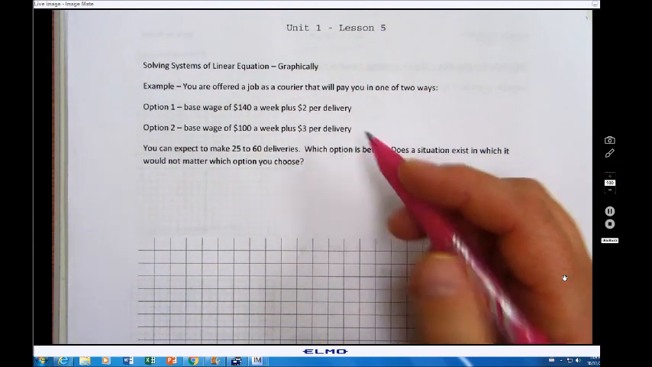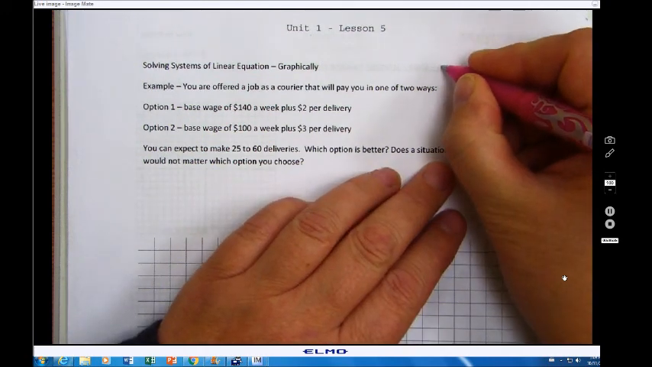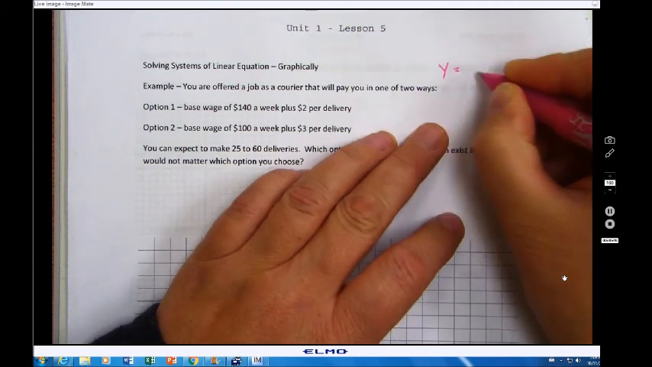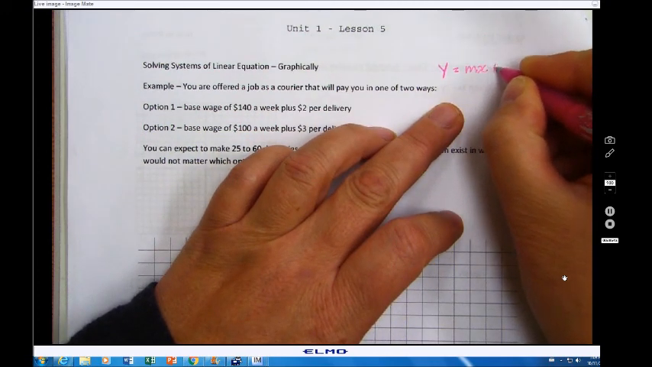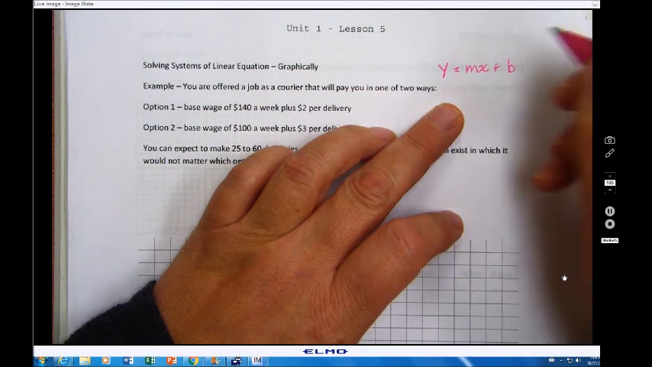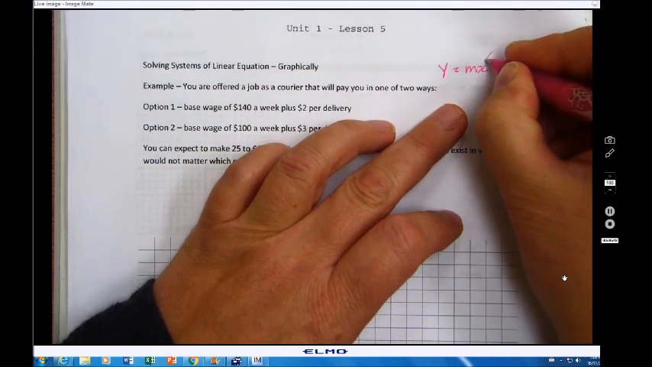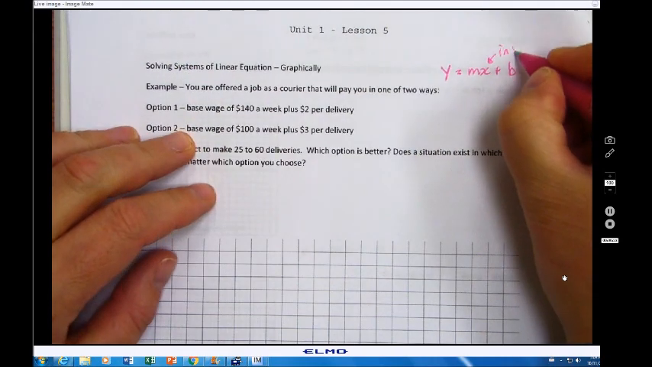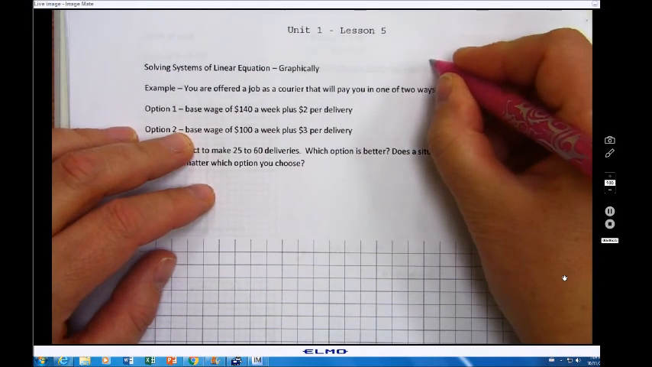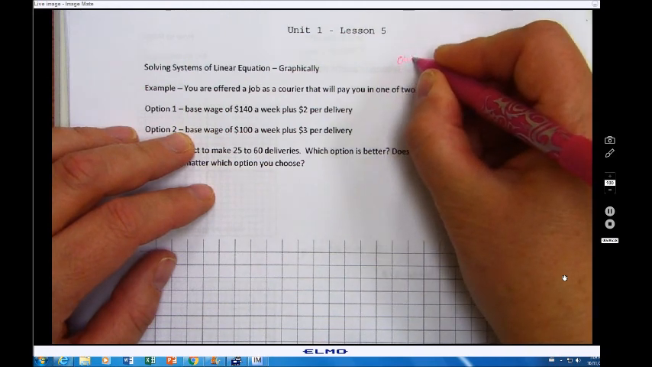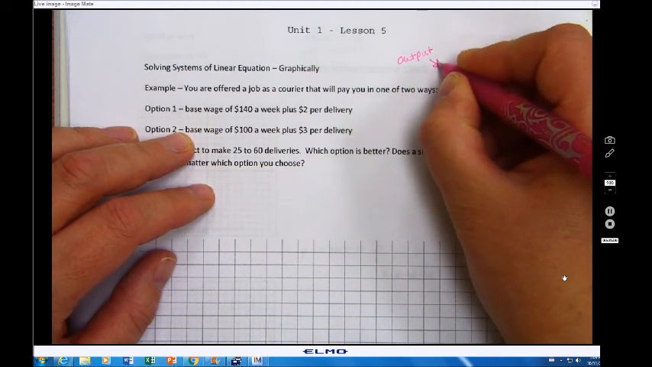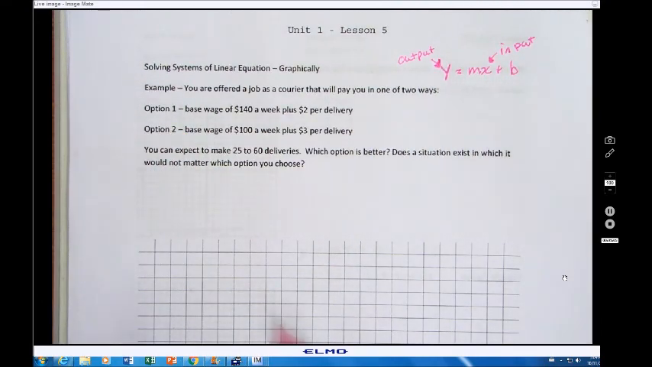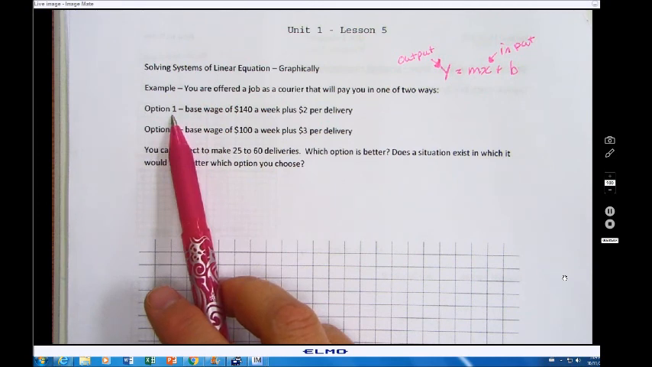Now, in our last lesson, we learned how to graph using the slope-intercept method, where we used y equals mx plus b. So you can think of x as your input, and y as your output. Okay? And here they give us the two options.